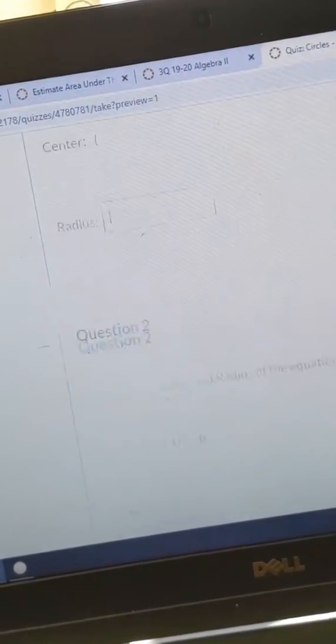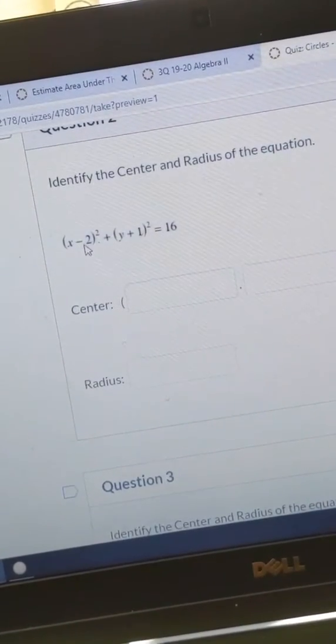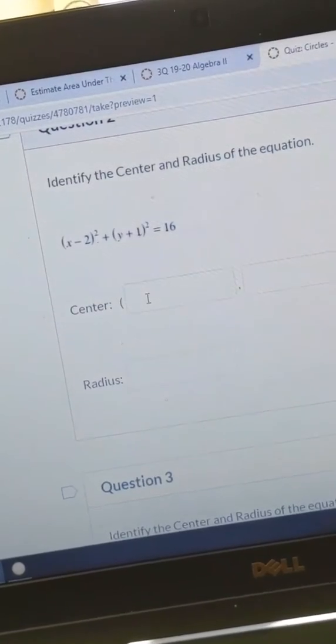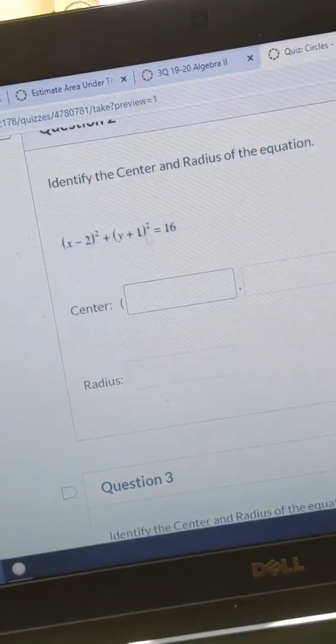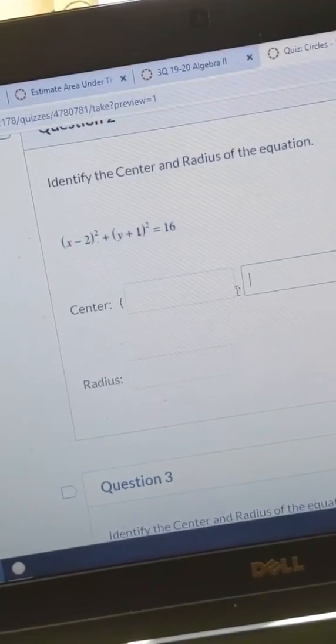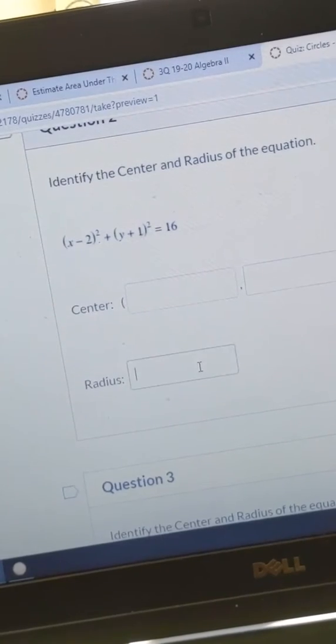All right, keep it rolling here. Next problem, same thing. So name the opposite for the center. This would be a +2 on the x, or just put 2, and then a -1 on the y, so (2, -1), and then the radius would be the square root of the last number, 4.